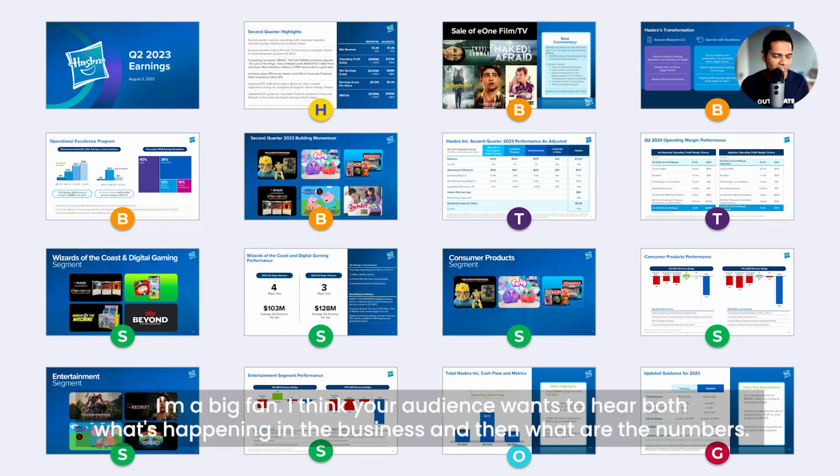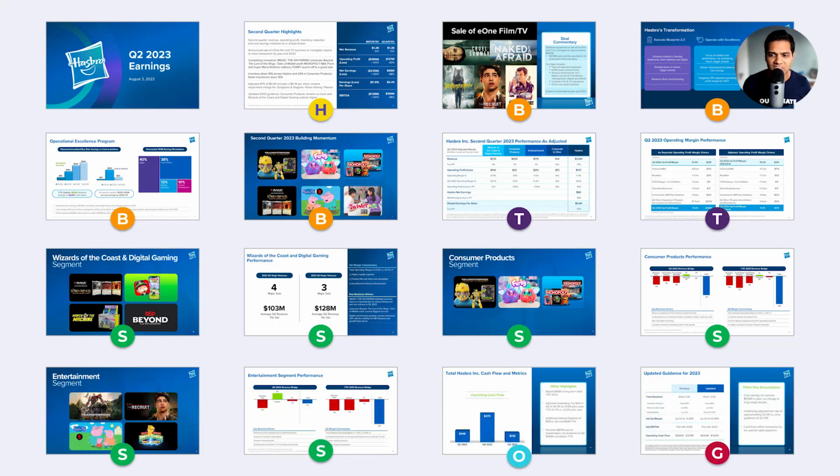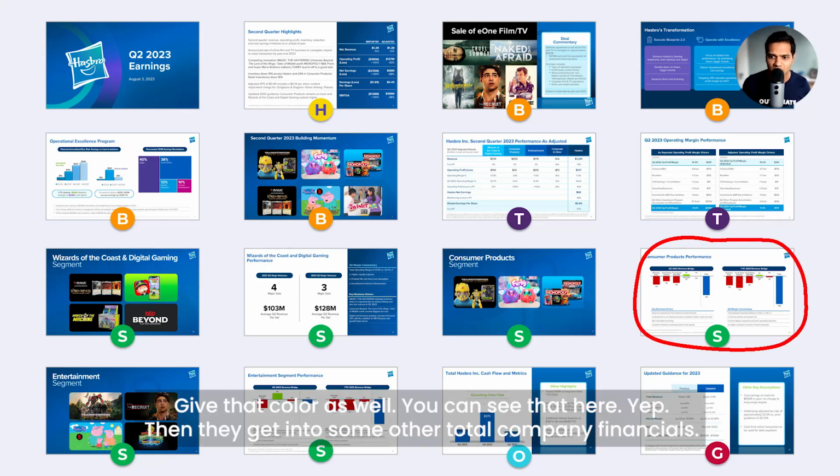I'm a big fan. I think your audience wants to hear both what's happening in the business and then what are the numbers. Whenever you're giving numbers, also give commentary around the numbers. What are the key margin drivers or what are the key revenue related drivers? Give that color as well. You can see that here.